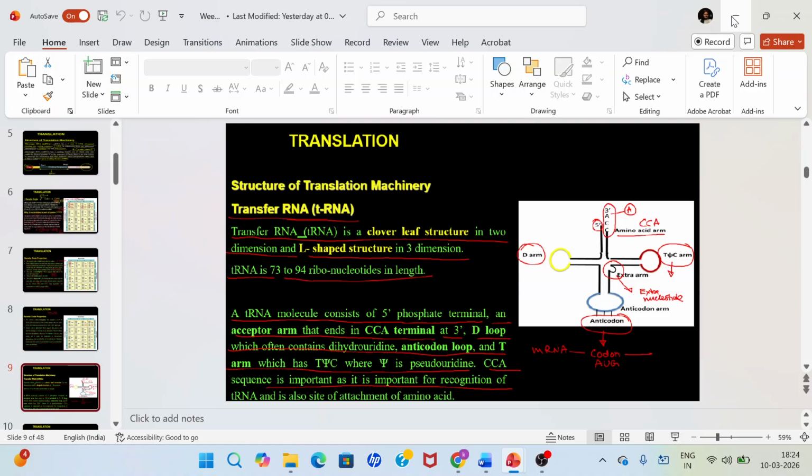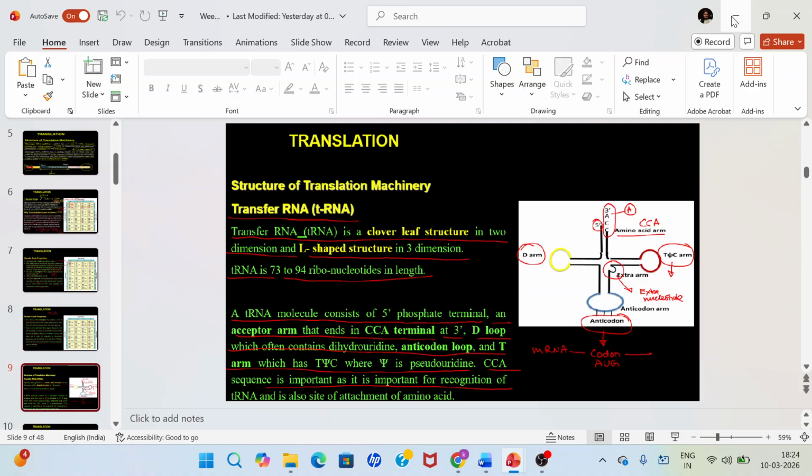A tRNA molecule consists of a 5' phosphate terminal, an acceptor arm that ends in the CCA terminal at the 3' end. So this CCA terminal is necessary for a mature tRNA so that an amino acid can bind there and can get transferred from tRNA to the polypeptide chain. Okay, so it is an important modification that happens on a tRNA. It also has the D loop, which often contains dihydrouridine, the anticodon loop, and the T arm, which has T psi C, where psi is pseudouridine.